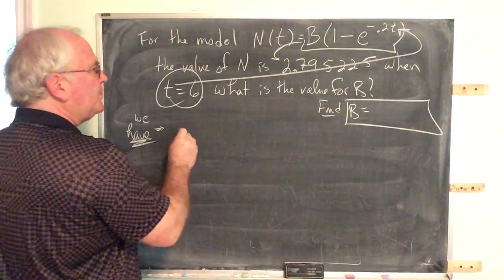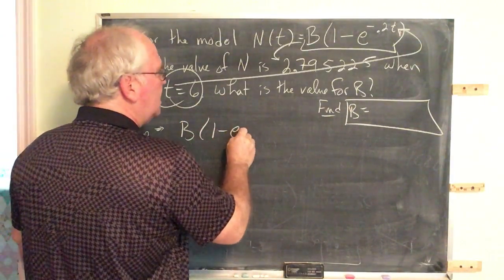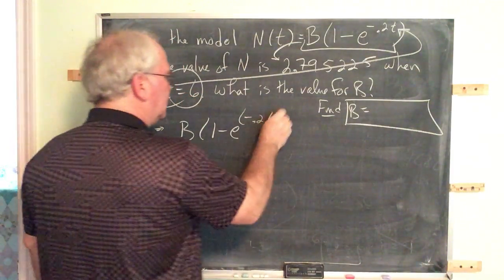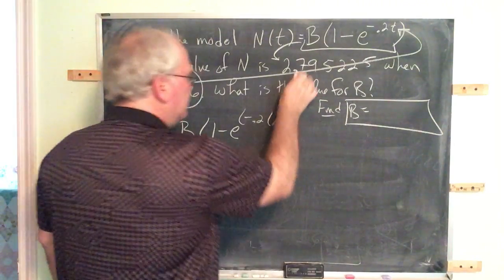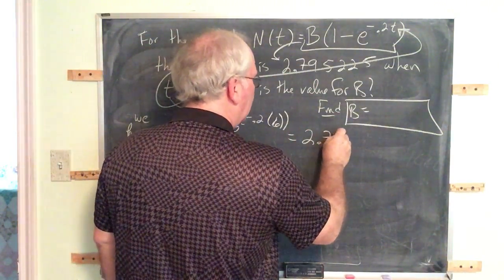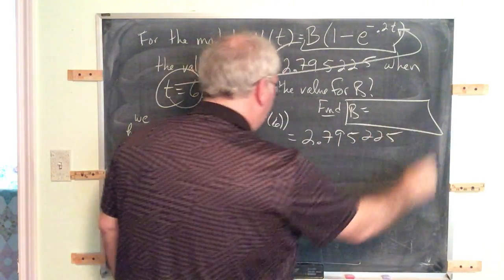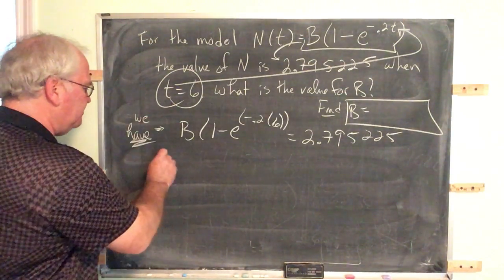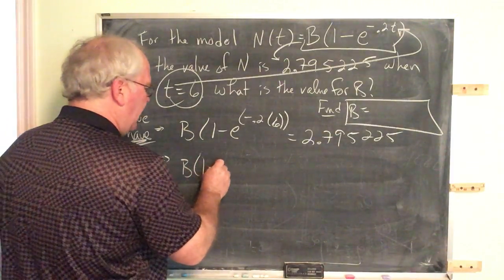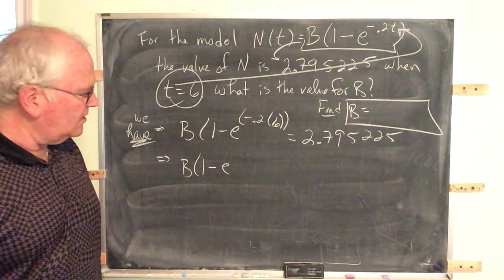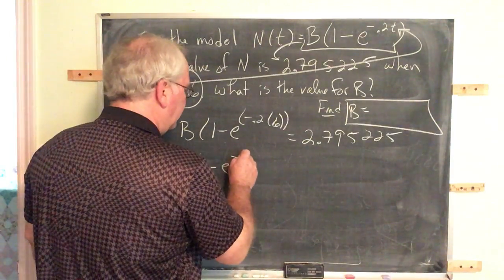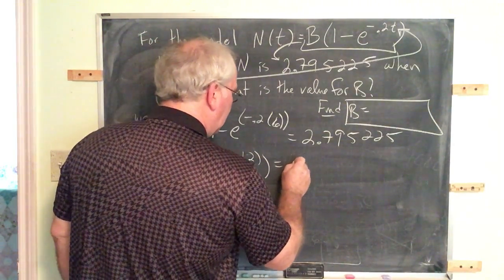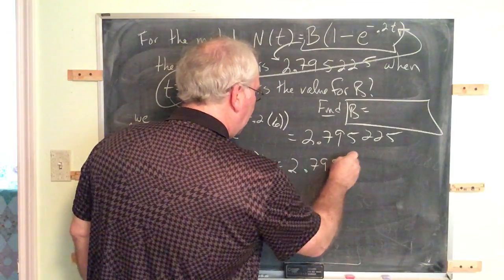So we have b times 1 minus e raised to the power negative 0.2 times 6, and that must equal this weird little number here, 2.795225. So what can we do? We're going to evaluate this expression. b times 1 minus e raised to the negative 0.2 times 6. That's negative 1.2, is equal to 2.795225.